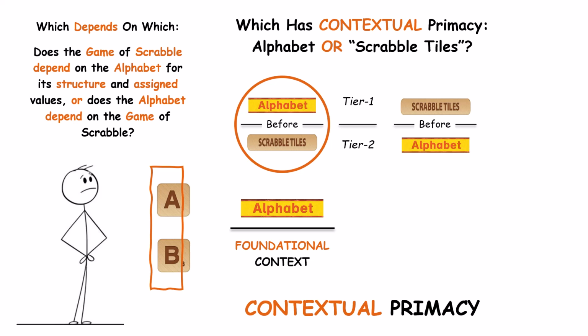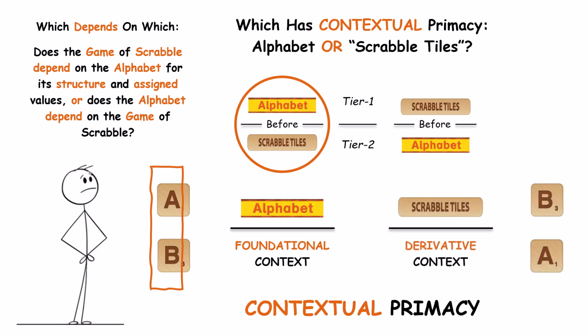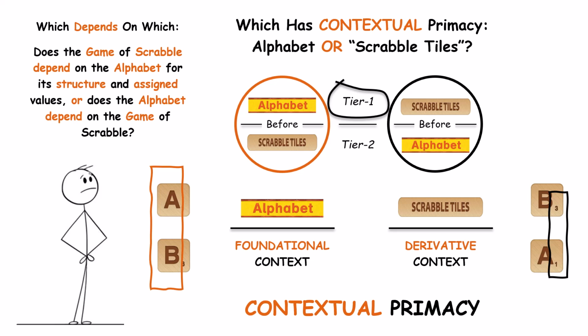The alphabet is foundational and holds Tier 1 status, while the Scrabble tiles, with their assigned values, are derivative and hold Tier 2 status. This hierarchy underscores the importance of mapping foundational and derivative context in three-tier thinking and avoiding the fallacy of contextual equivalence by assigning Tier 1 status to both the alphabet and Scrabble tiles.